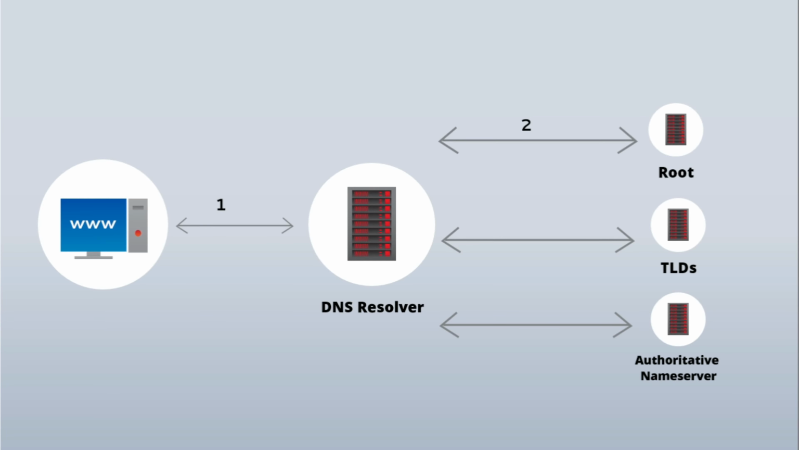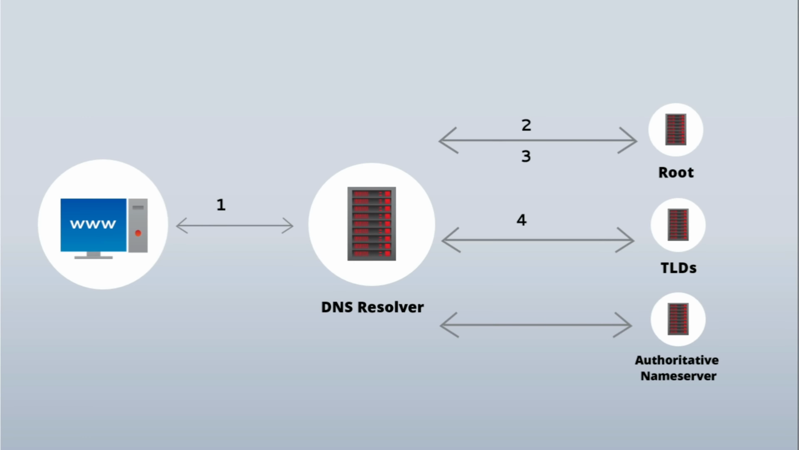In this DNS hierarchy, there is a root, there are TLDs, which is top level domain, and also there is an authoritative name server. So when the DNS resolver sends your request to the root server, the root server only knows the address of the top level domain, but it's not going to reply to you. So it's going to send the address of the top level domain. After the DNS resolver receives the address of the top level domain, it will try to communicate with the top level domain.